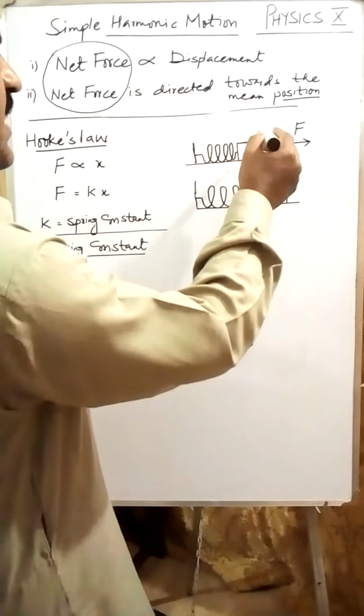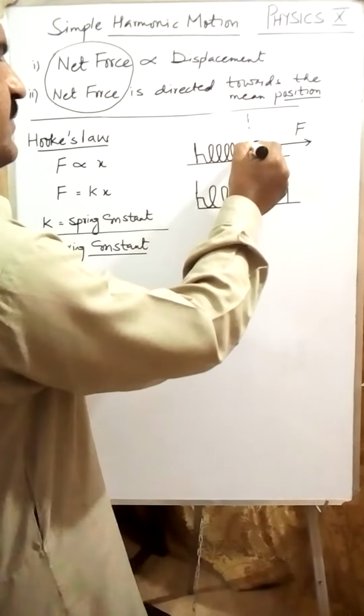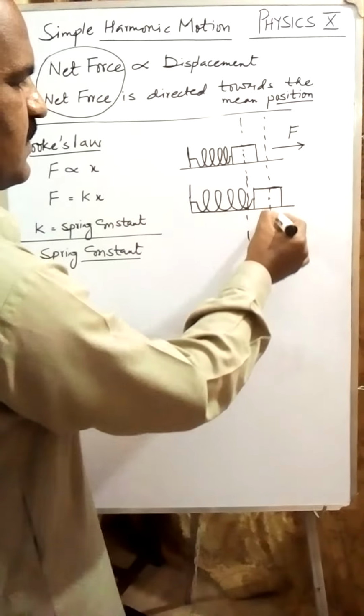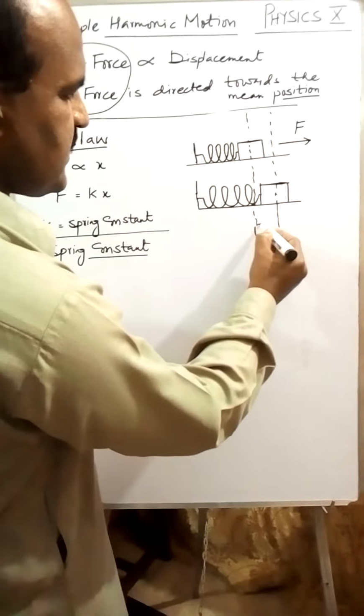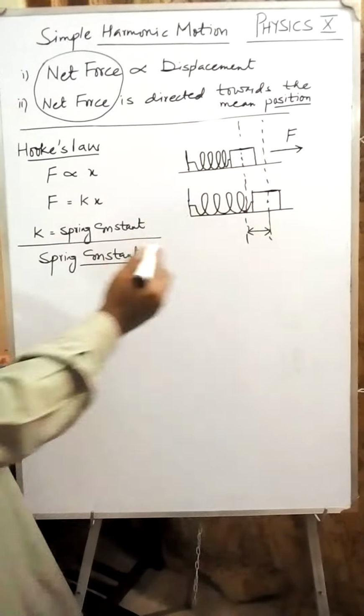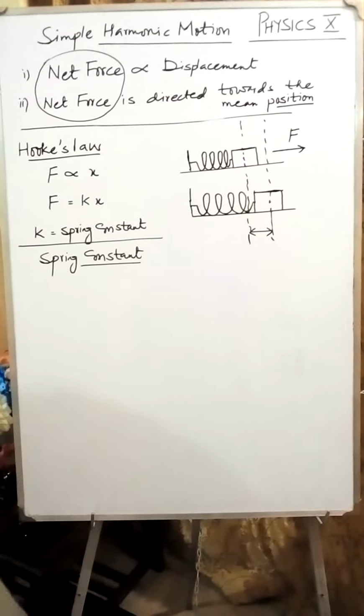So look at here what is happening now. This was the position of the body and this is the new position now. So this one is displacement, change in length of the spring. You may call it change in length of the spring.